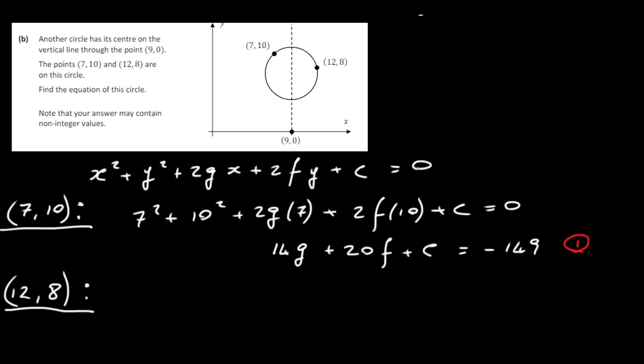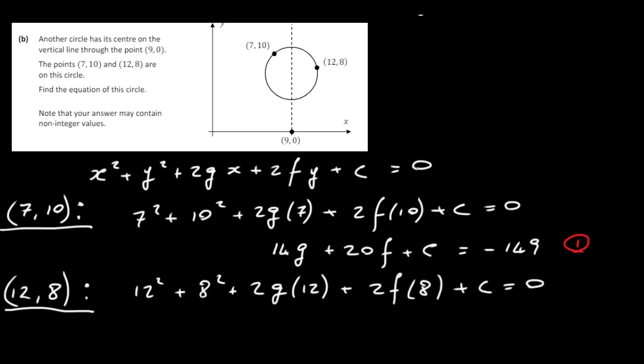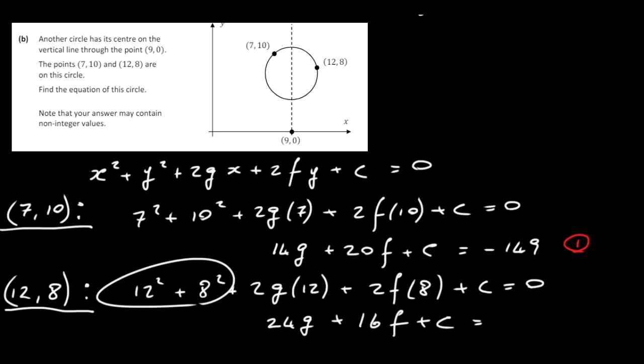So we're going to put in 12, so it's 12 squared, put in 8, so it's going to be 8 squared plus 2g times 12 plus 2f times 8 plus c equal to 0. So again here we get 2 12s, 24g, plus 2 8s, 16f, plus c, and that should equal, on the left hand side here, when you do these two, you should get 208. Bring it over to the other side, it's minus 208. So this is equation number 2.